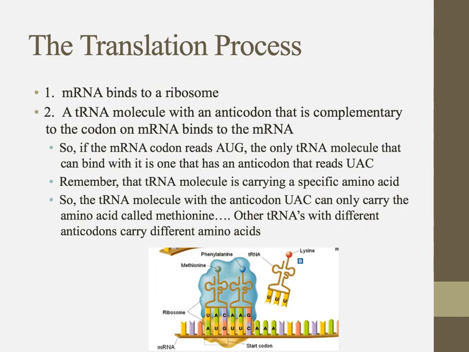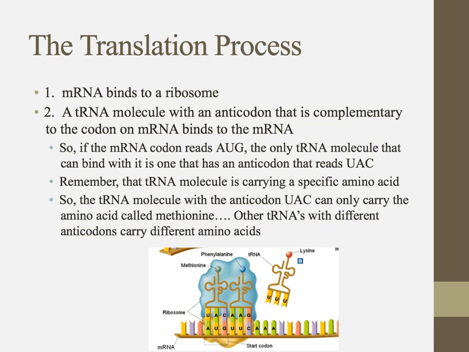So let's check out that process, okay? In the translation process, the mRNA has already left the nucleus through the nuclear pore, and it comes out here and it binds to a ribosome. Now, that ribosome is going to read the codons one at a time. When I say a codon, I mean a group of 3. So it's going to read these codons, and it's going to bring in a tRNA molecule that has an anticodon that is complementary to the codon that it's reading.